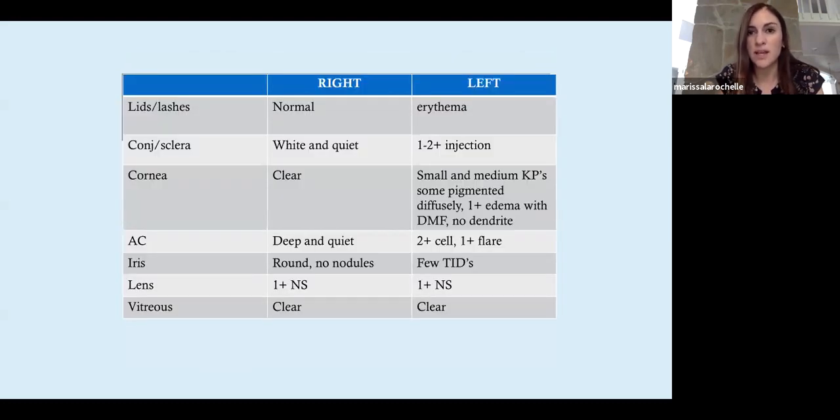His slit lamp exam is notable for injection. He has both small and medium KP, or keratic precipitates, as well as pigment on the endothelium with Descemet membrane folds, that's DMF, and corneal edema. Anterior chamber has inflammation, 2+ cell and flare, and we also notice some transillumination defects in the left eye of his iris.